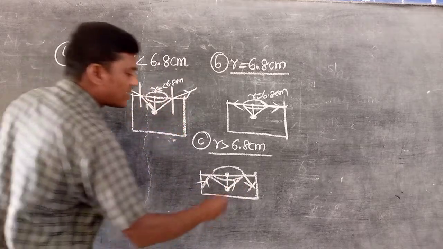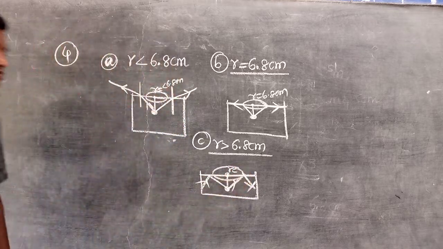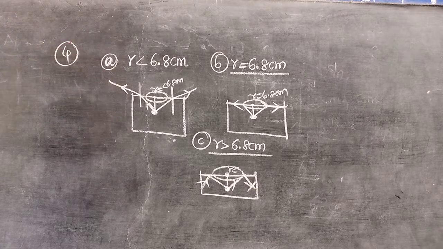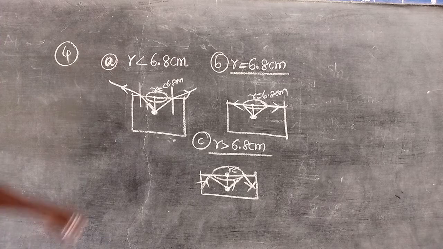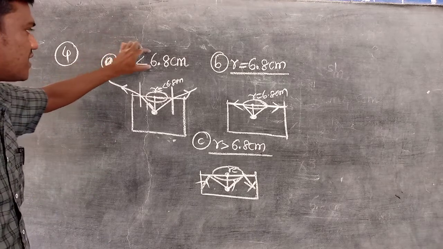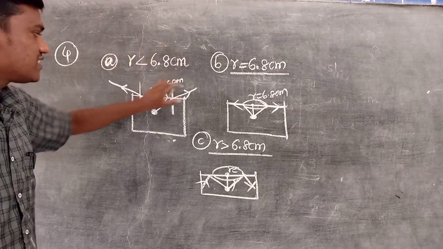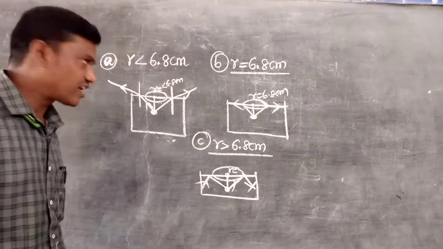So TIR occurs when R is greater than 6.8. At that time, TIR occurs. Listen very carefully here. If the radius of the disc is less than 6.8, we see the head of the needle by the refraction process.